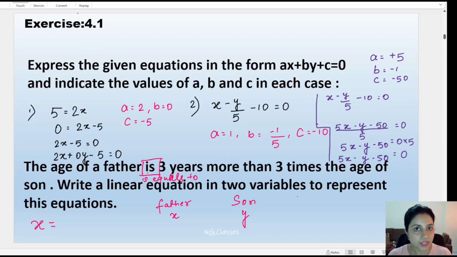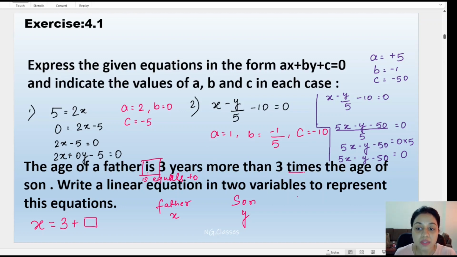Now whatever be your present age, after 2 years, 2 will be added to your present age, right? And after 3 years, 3 will be added to your present age. Similarly, after 5 years, 5 will be added to your present age. Similarly, here age of father is equals to 3 years more. That means 3 is added to something. Let's see what's that. So 3 years more than 3 times the age of son.